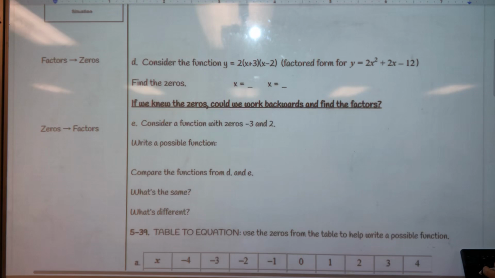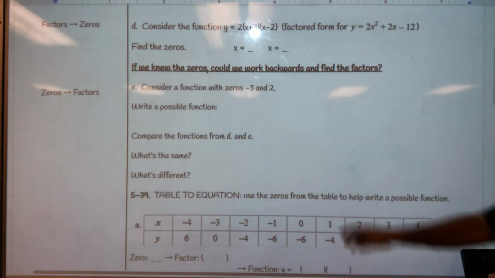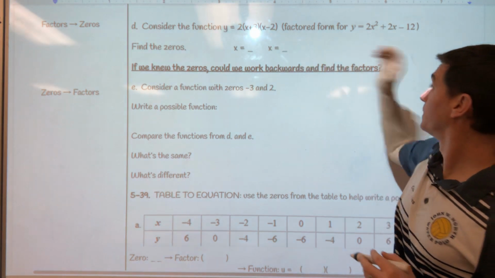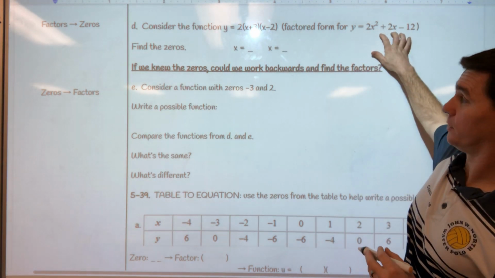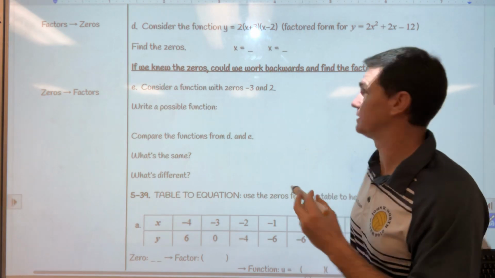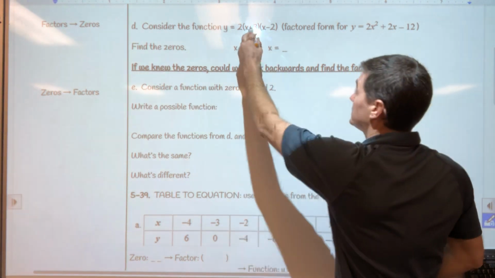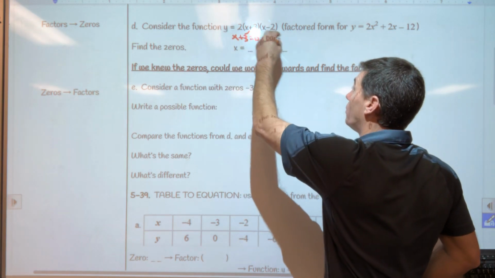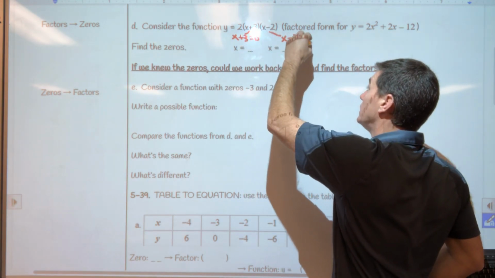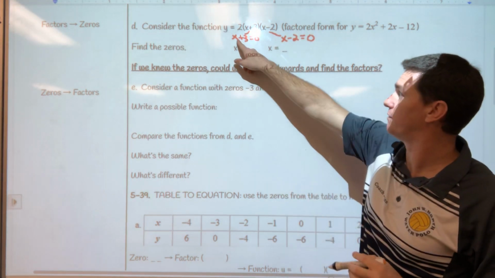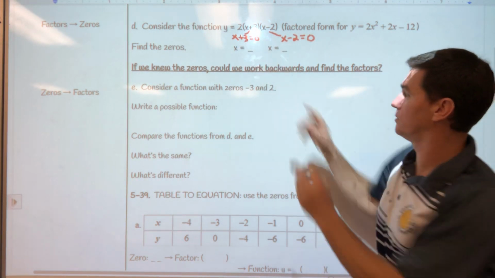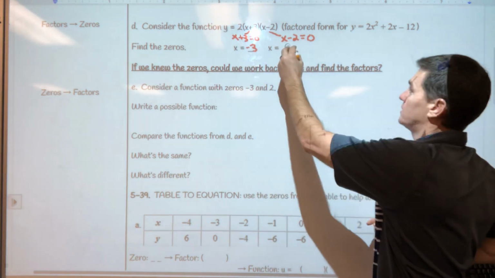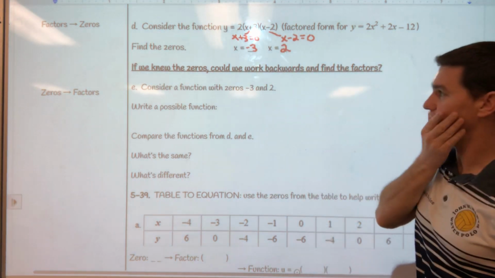I'm going to jump down here to part D. I want you to consider this function, y equals 2 times x plus 3 times x minus 2. It's the factored form for this function. What are the zeros? Well, we learned in the last lesson that the zeros we can find by setting each factor, x plus 3 equal to 0 or x minus 2 equal to 0. And so if we think about this, what value of x is going to make this equal to 0? Well, it's going to be negative 3. And what value of x here makes this 0? That's going to be positive 2.